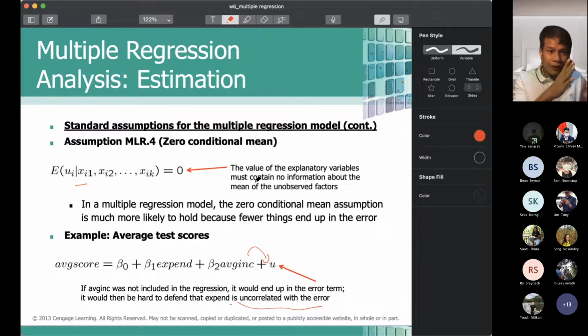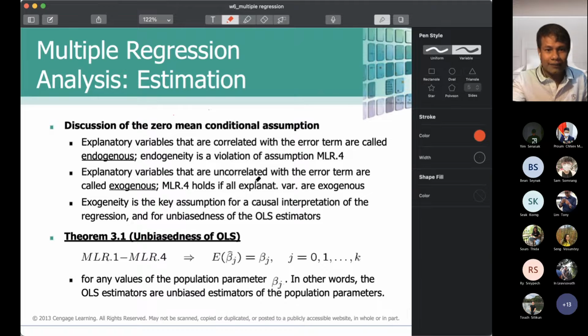All right. So from multiple linear regression assumptions 1 to 4, what you find new is assumption number 3, perfect collinearity or perfect correlation. So now we have another term that we discussed. All right, discussion on the zero conditional mean assumption.